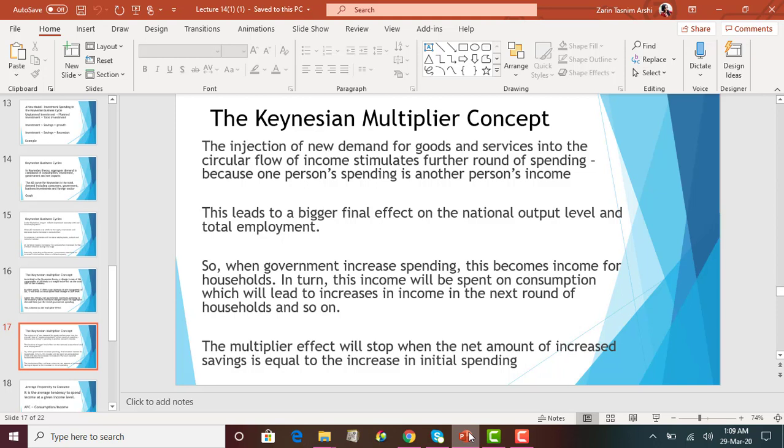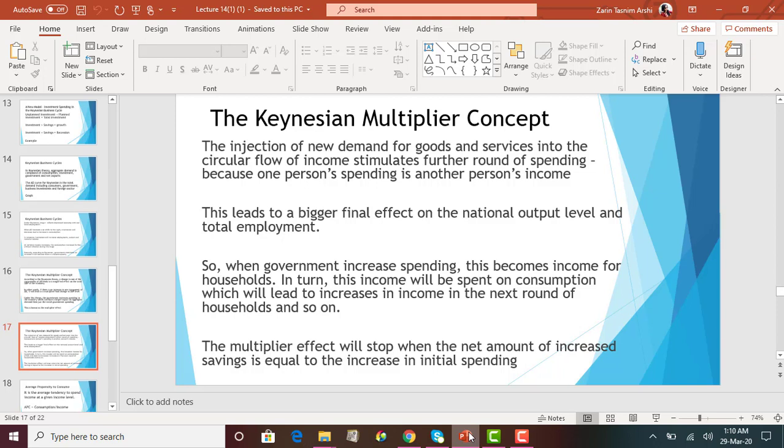Because when the government injects money or injects income into the economy, it becomes someone's income. And then someone spends this money to buy goods, which in turn becomes the income for another party, right? So this goes on, and ultimately there is a magnified impact on the national output level. And this multiplier effect will only stop when the net increase in savings is equal to your increase in initial spending.